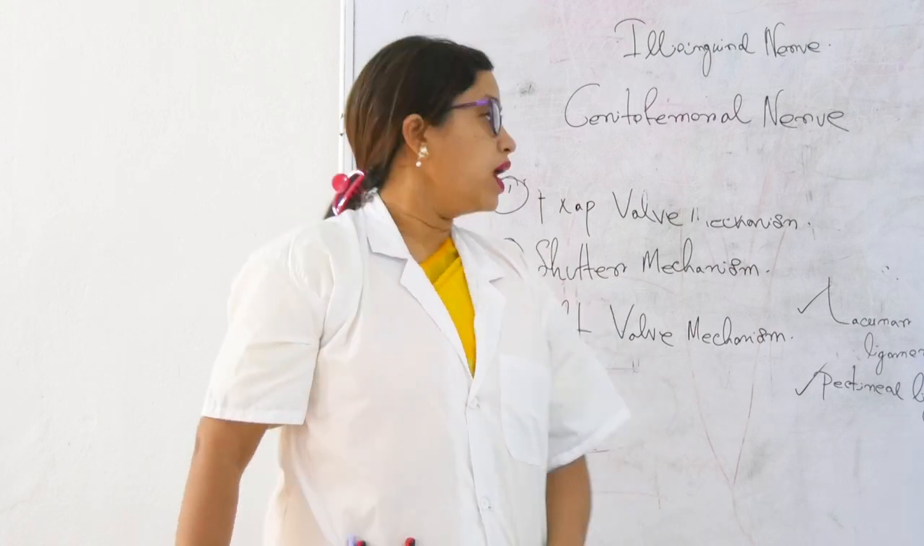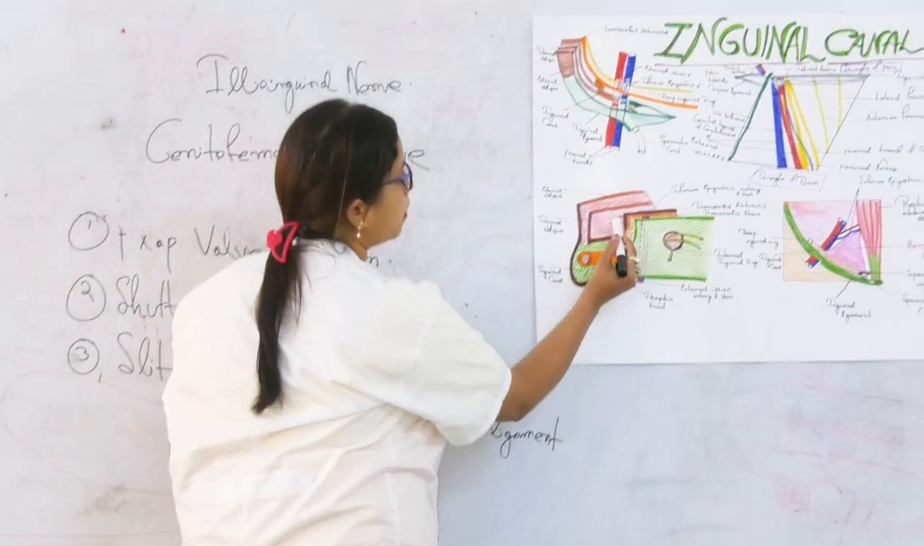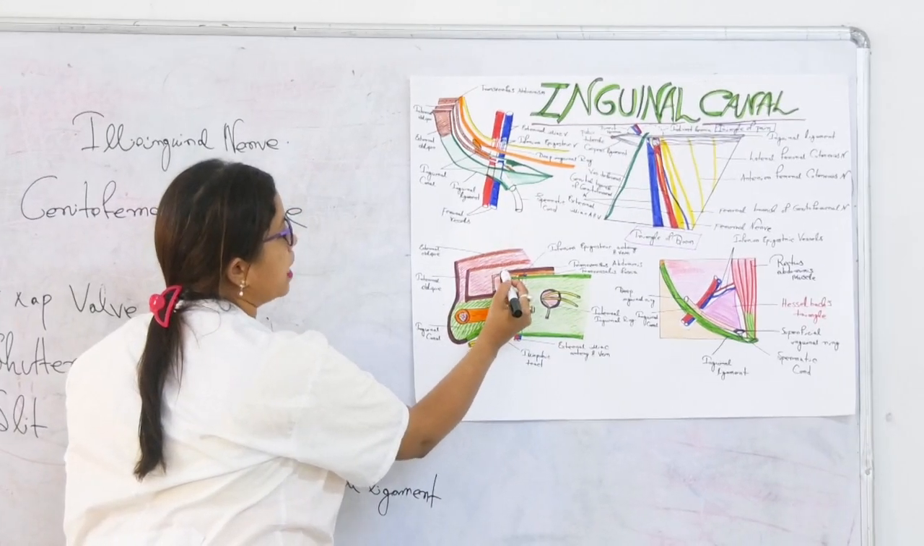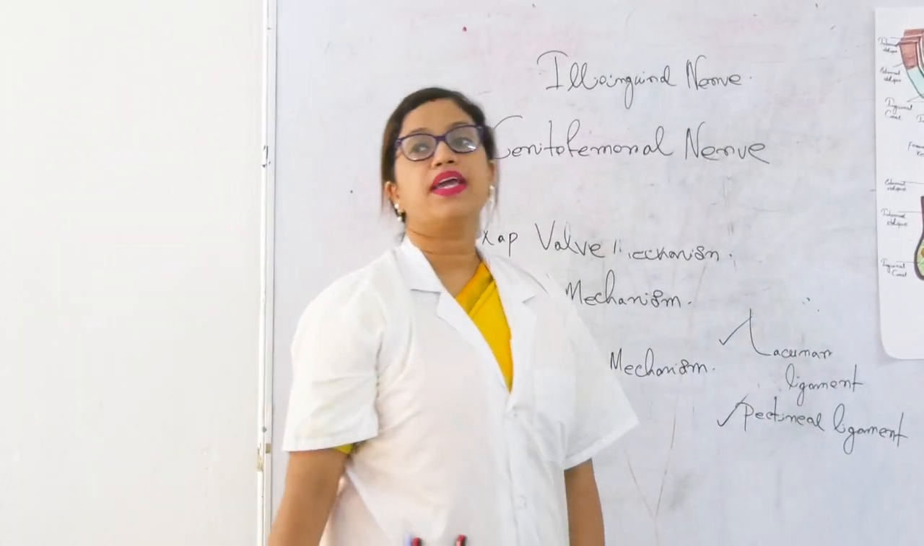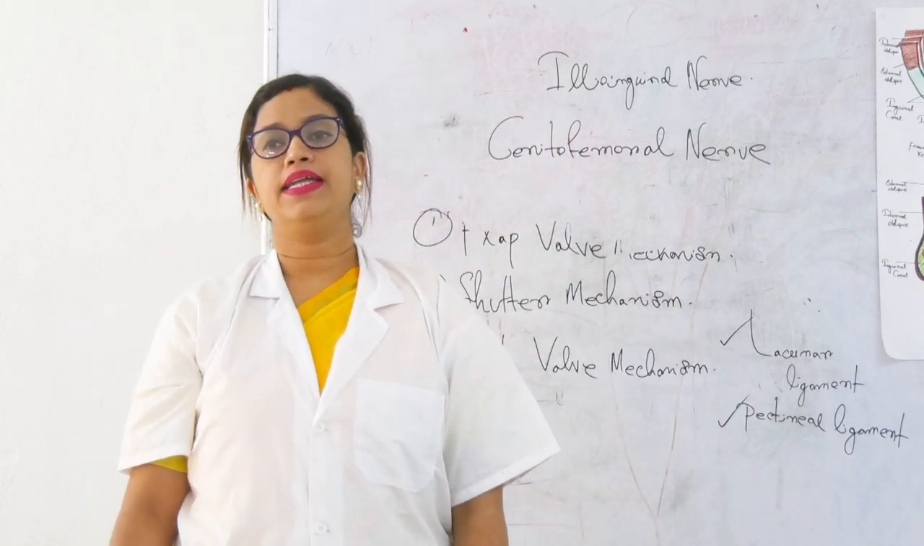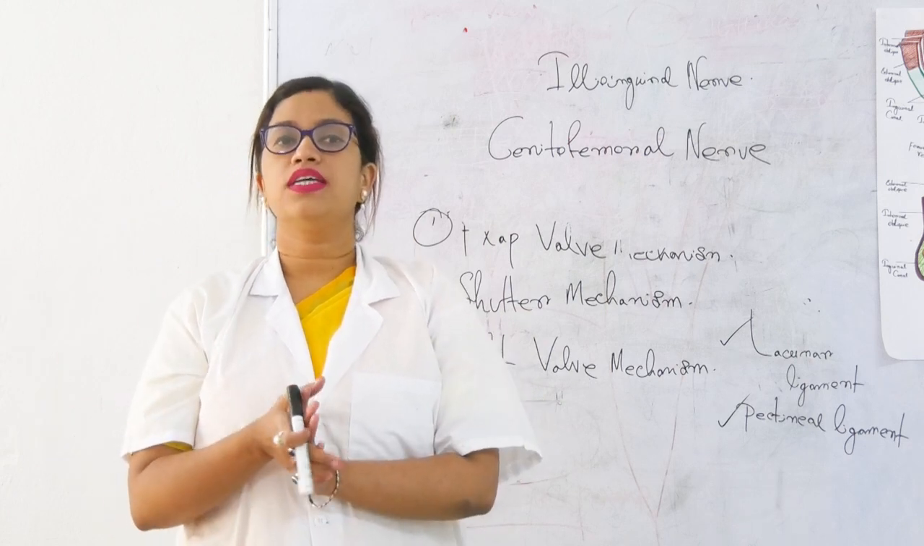And one thing more I told you: see the posterior boundary. This is formed by the internal oblique and transversus abdominis. So it is also making the roof of the inguinal canal, and it is present as an arch. Now go to the dissection. We will see all the structures.